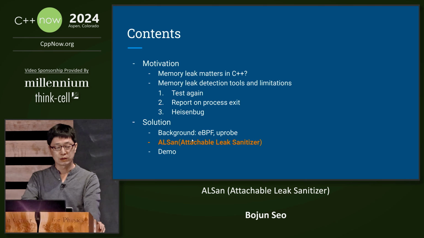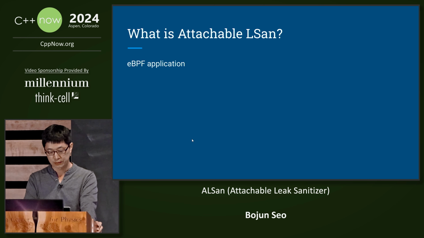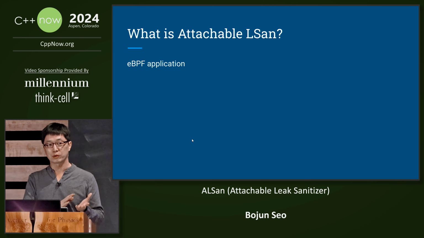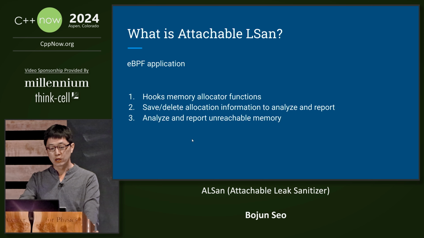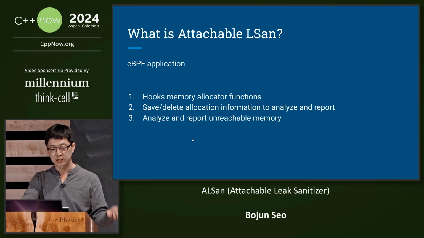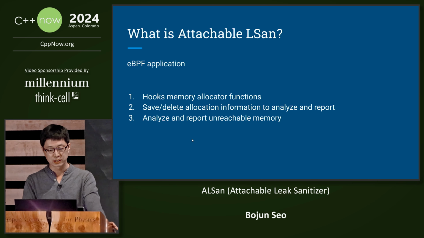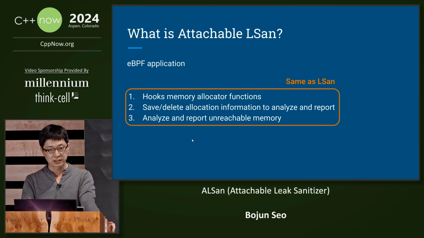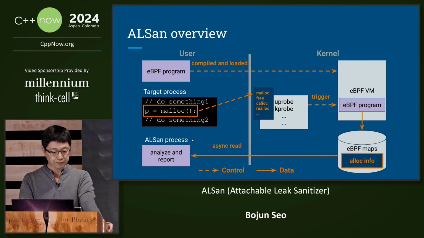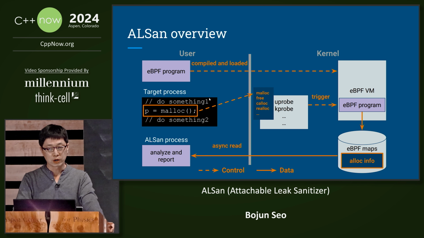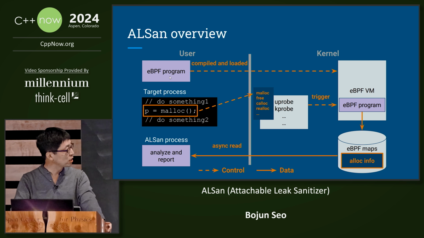So now let's talk about attachable LSan. Attachable leak sanitizer is an eBPF application which hooks memory allocator functions, saves and deletes allocation information, and analyzes and reports on each memory block, which is the same as LSan. This is how it works. It is composed of two parts. This one is the eBPF program part, and here is the analyze and report part.